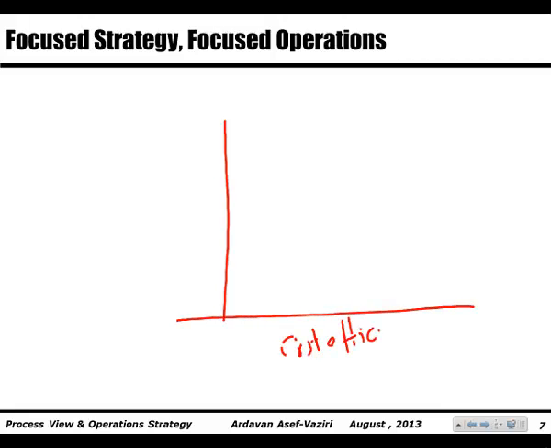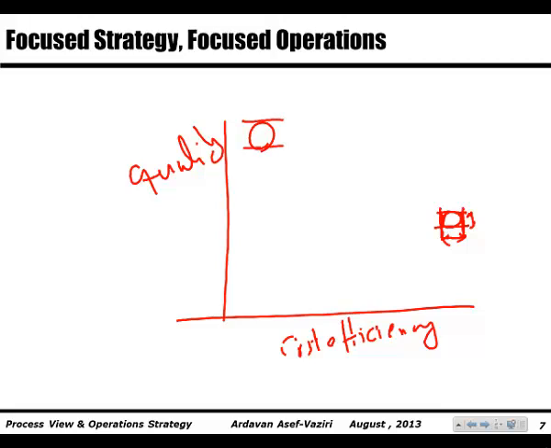Focused strategy, if this is cost efficiency, and if this is quality, the cost of its operations, the cost of its processes are in this range, a small range, and quality is also in a small range. This is also a focused organization because the quality of the products they produce are in a small variation. They are all high quality and they are all high price.